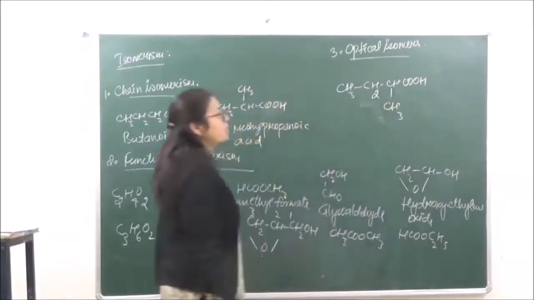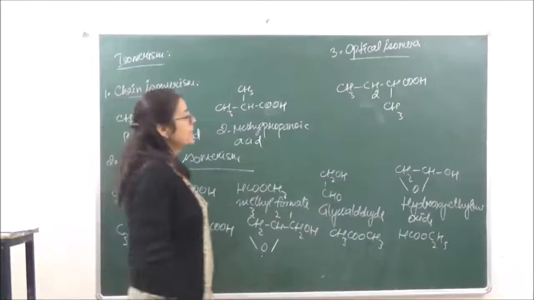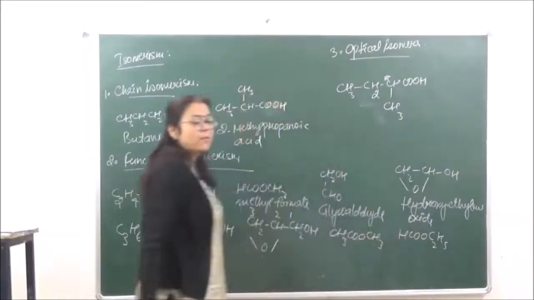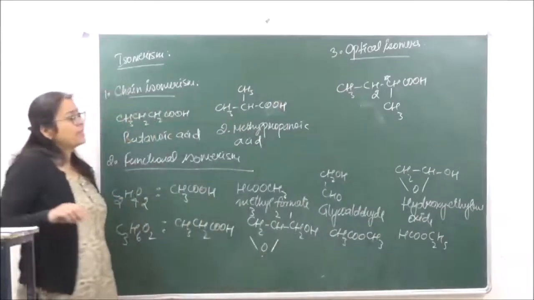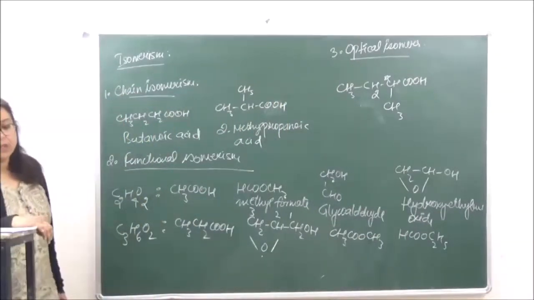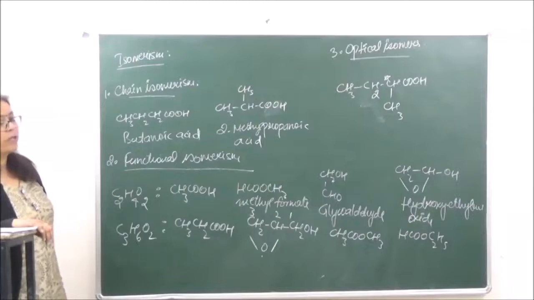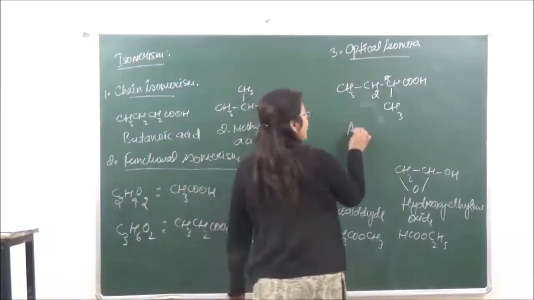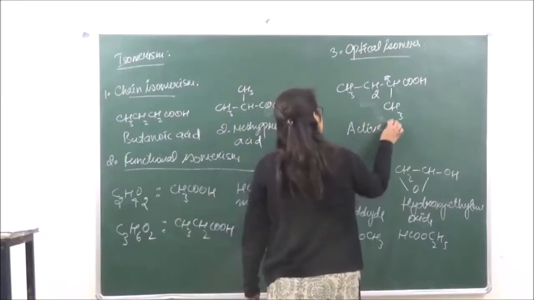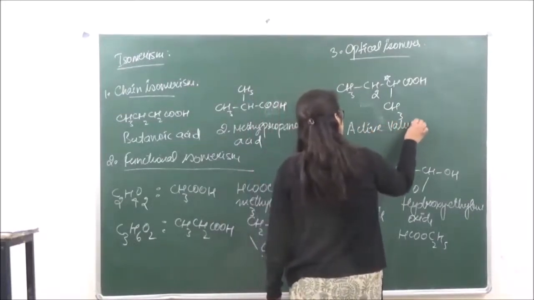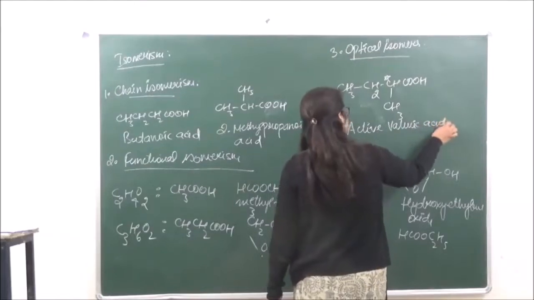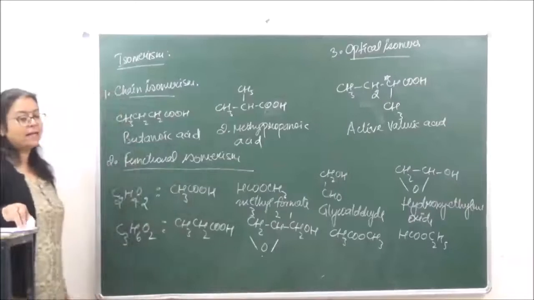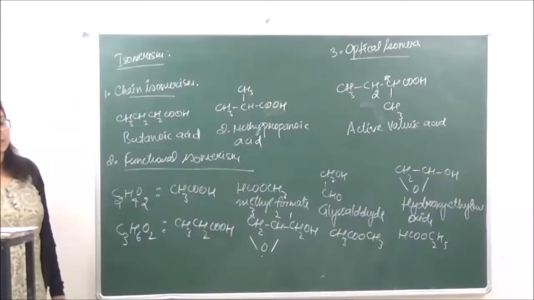This is 2-methyl-butanoic acid. If you're looking at this carbon atom over here, this carbon atom is the chiral center, because all the four groups attached to it are going to be different. So this is 2-methyl-butanoic acid, also known as optically active valeric acid. Optically active valeric acid. ठीक है? Clear हो गया?